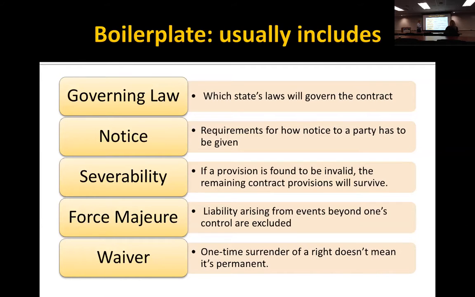Okay. Force majeure. This means if something happens that none of us can control or foresee, like an earthquake or something like that, then the contract doesn't have to be performed. And waiver, this is an important one. Like if I said, hey, can I pay like 10 days afterward? And you go, okay, I can do that. That doesn't mean you waive that forever.